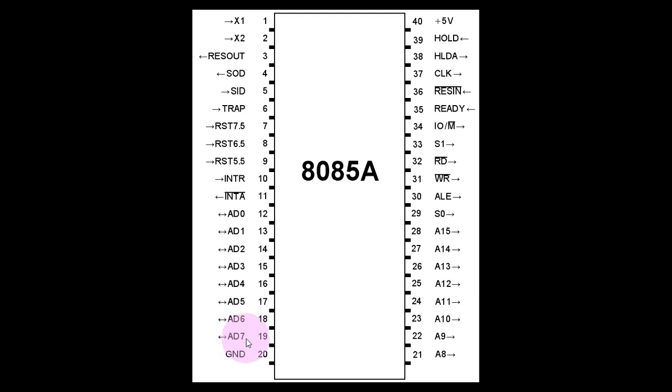So if you want to interface an external memory, that external memory should have access to its data bus, and the data bus will be connected through these AD0 to AD7 pins, and it should also have access to its address bus.